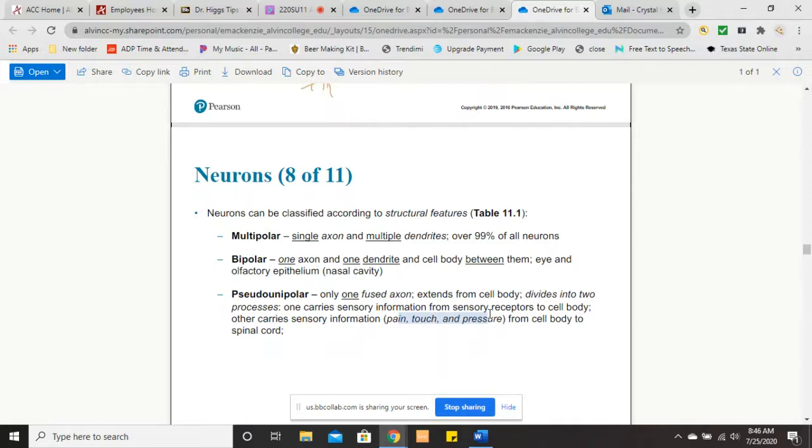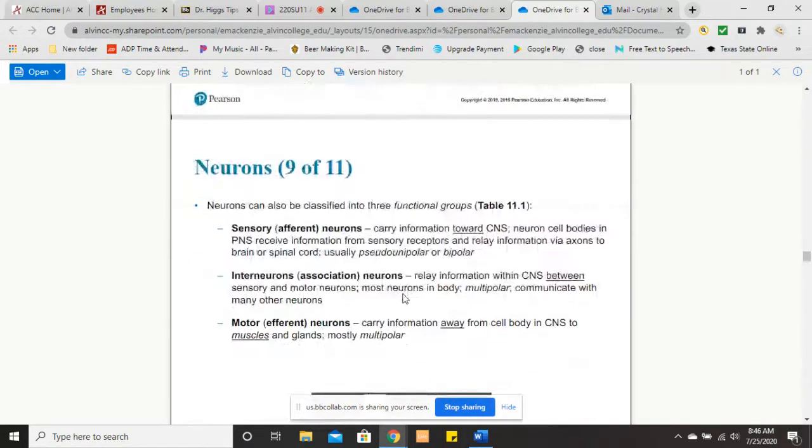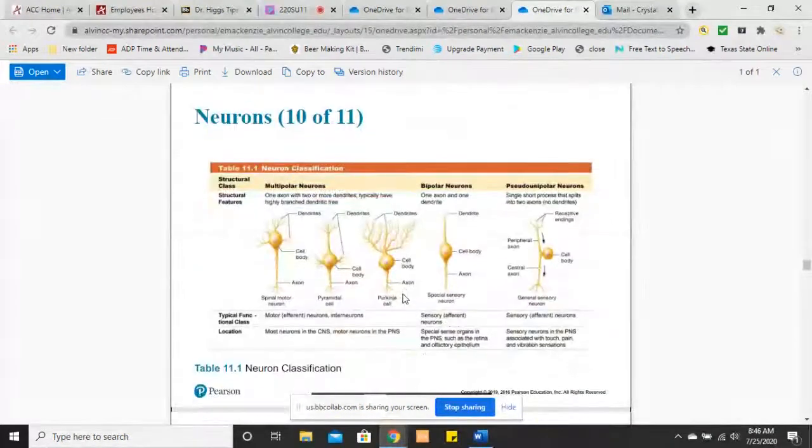All right. But again, we're talking about structurally. What do they look like? Bipolar neurons also have one axon, but they also have one dendrite. And in pseudo-unipolars, it's weird. The axons and dendrites have fused together into one long process, one long extension. That's what you're seeing in these pictures here.